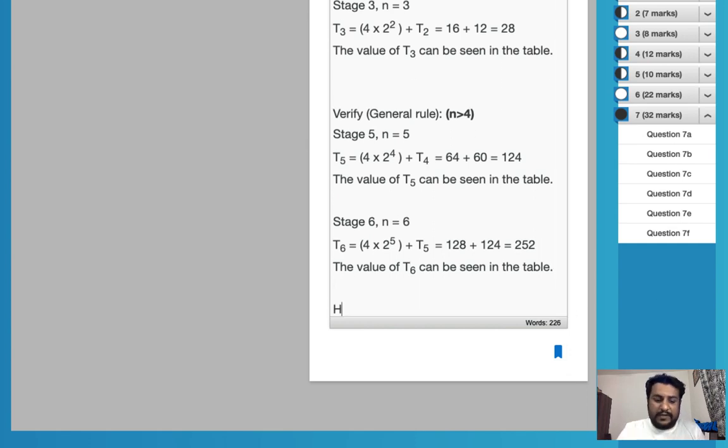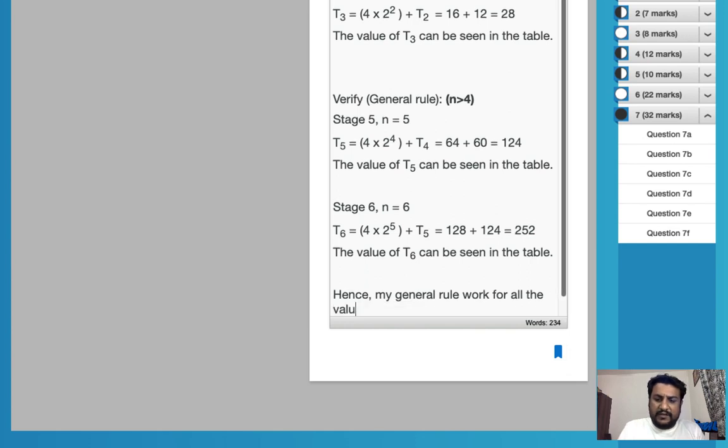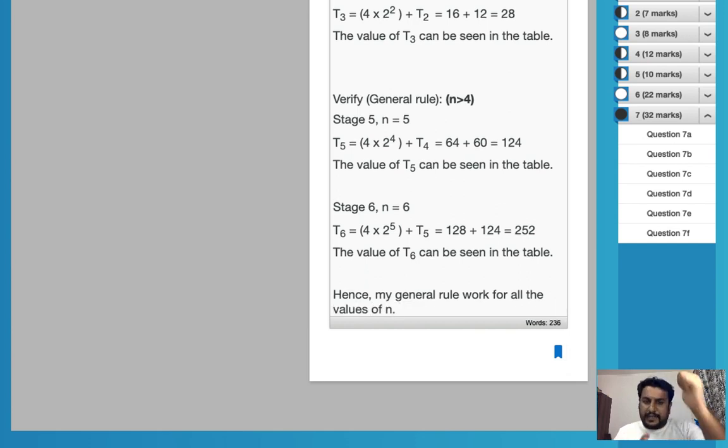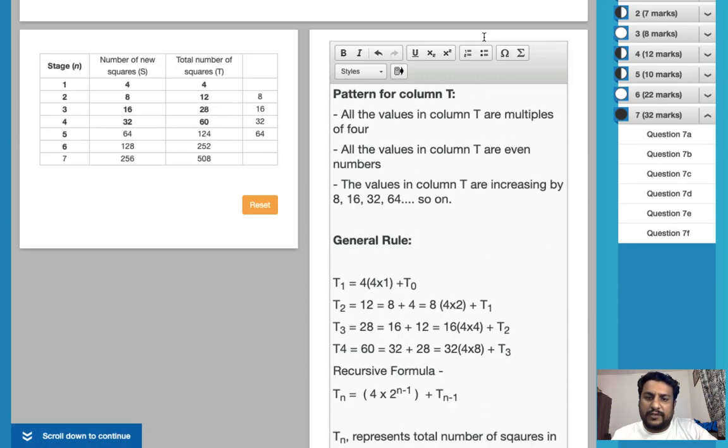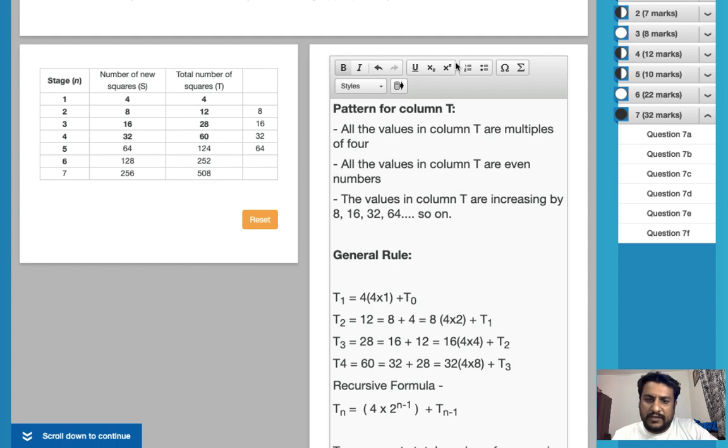Now add 1. Hence my general rule works for all the values of n. We have tested, we have verified. Now we can say that our general rule works for all the values. Clear?